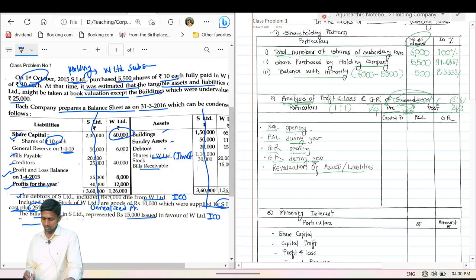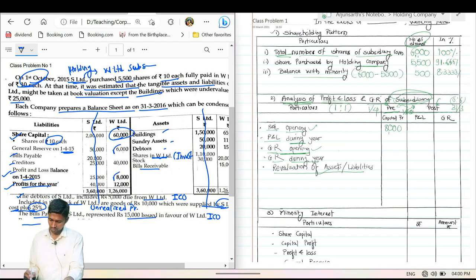Always opening figures as well as undervaluation, overvaluation go in the pre column only, the capital column only. Where do we write opening and undervaluation, overvaluation? In the pre column only. Opening profit and loss is 8,000, therefore 8,000 in the pre. Then general reserve opening also. Opening first, then we'll see during later on. Do you have opening general reserve? Yes, we have 6,000. Opening 6,000 written.